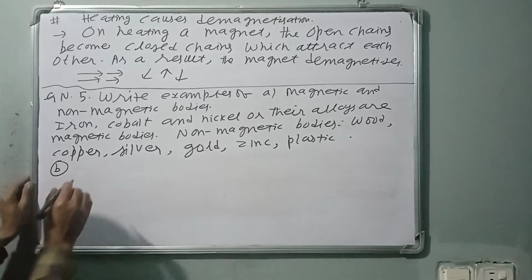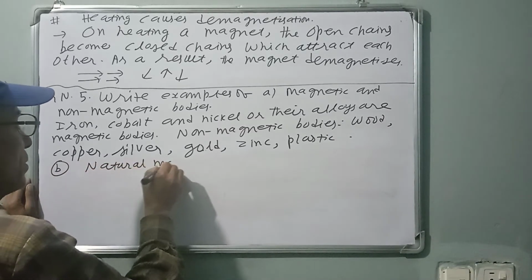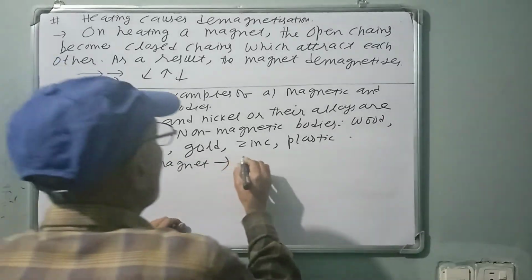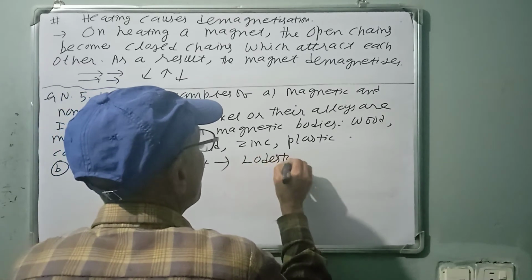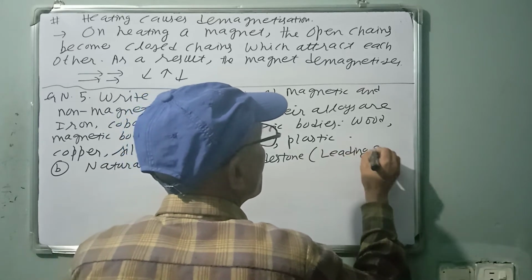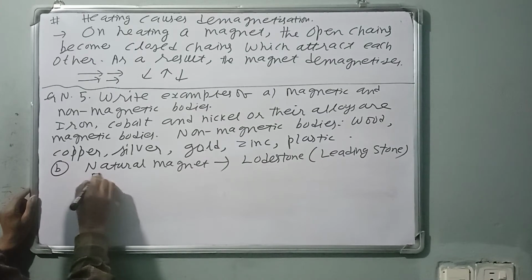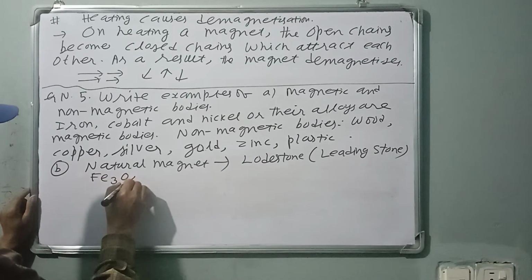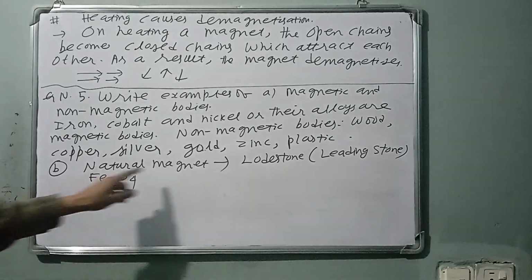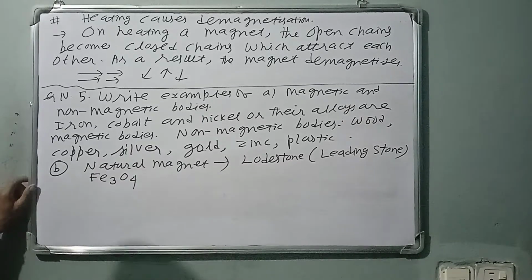Another: lodestone or natural magnet. One example of a natural magnet is lodestone. Its name is also leading stone. The molecular formula is Fe3O4, triferric tetroxide or magnetite. This is a natural magnet. Lodestone or leading stone, natural magnet.